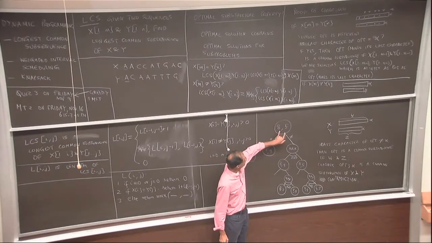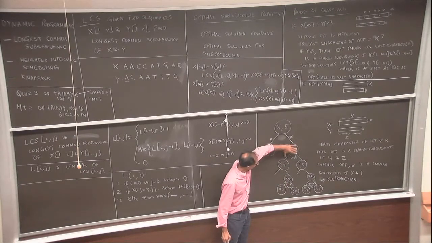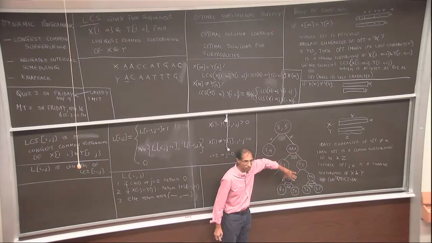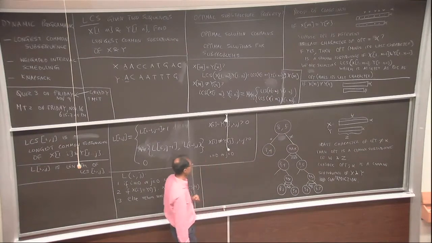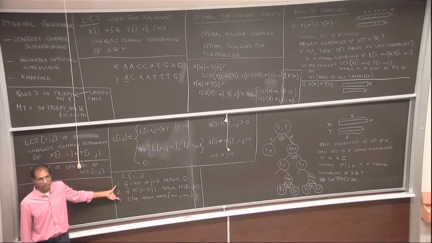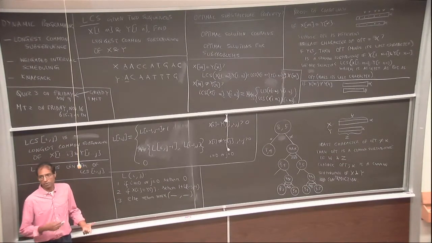So if both of these are of size n, then this will go down to n minus 1, this will go down to n minus 2. So how many nodes did you have as you grow down? 2 to the power of something, like 2 to the power of n. Okay. So indeed, if you were to run this code, this is an exponential time algorithm. And it's essentially the same as checking all possible subsequences. There is no difference between this and checking all possible subsequences.